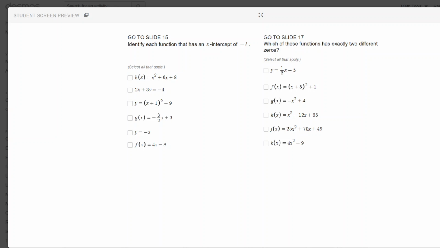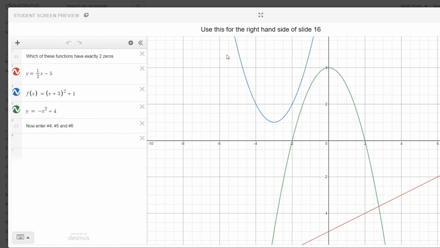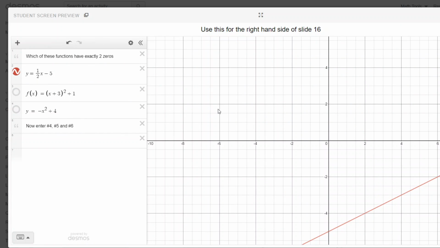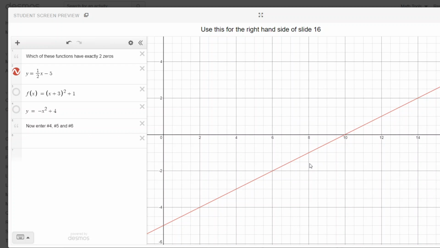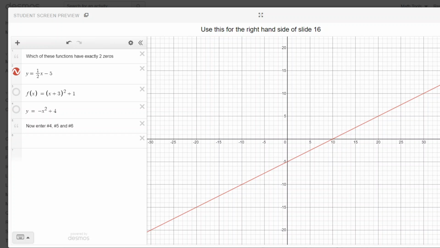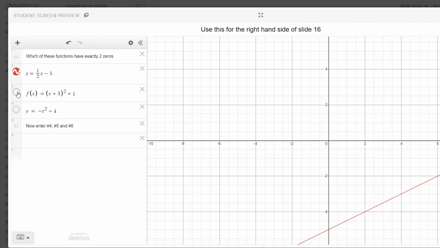Slide 17. Which of these have 2 zeros? So we got the first 3 already drawn. So by zeros, we're just talking about those intercepts. And you can see on this one, there's clearly just one intercept. It goes through 10, and then it keeps on going. You can zoom out if necessary, but you can see that that's just 1.